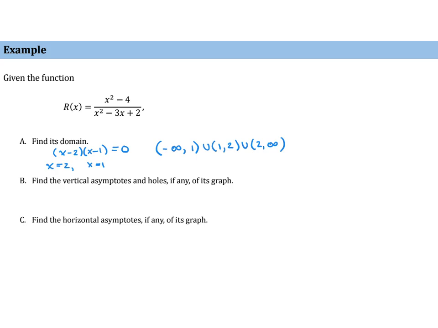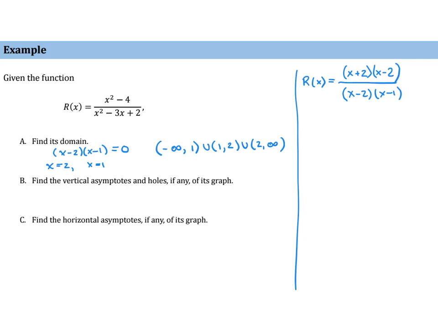Now, to determine whether the breaks in the domain correspond to holes or vertical asymptotes, we must factor the numerator. So let's go ahead. I'm going to write that off to the side. So r of x, let's factor the numerator, is a difference of 2 squares in the numerator, so x plus 2, x minus 2. The denominator we've already factored. It's x minus 2, x minus 1. And we can cancel the x minus 2's, and we obtain x plus 2 over x minus 1.